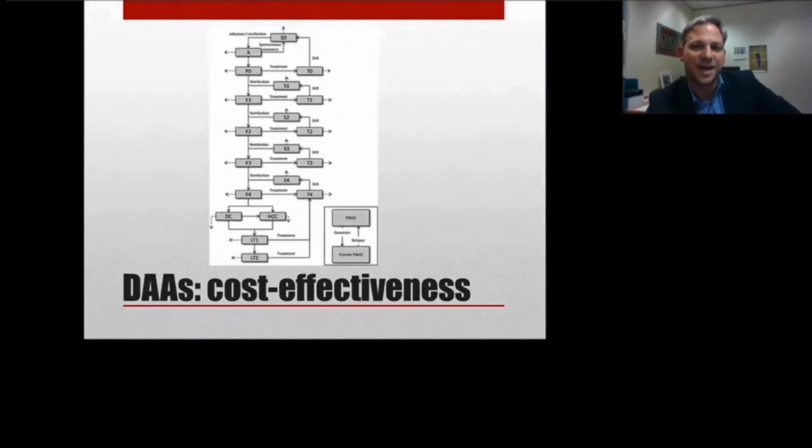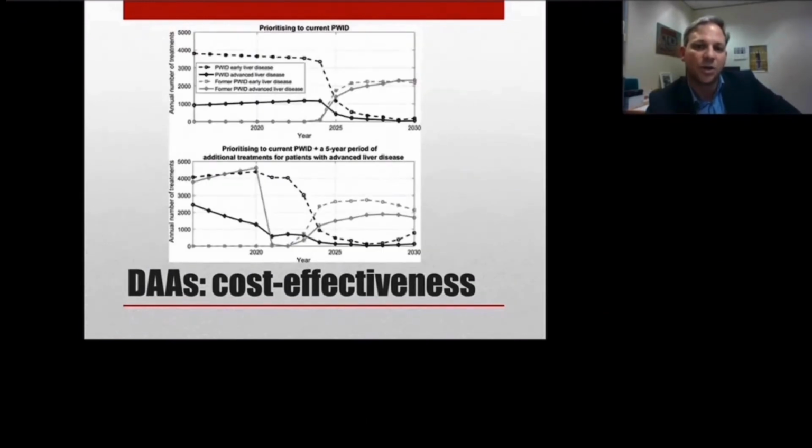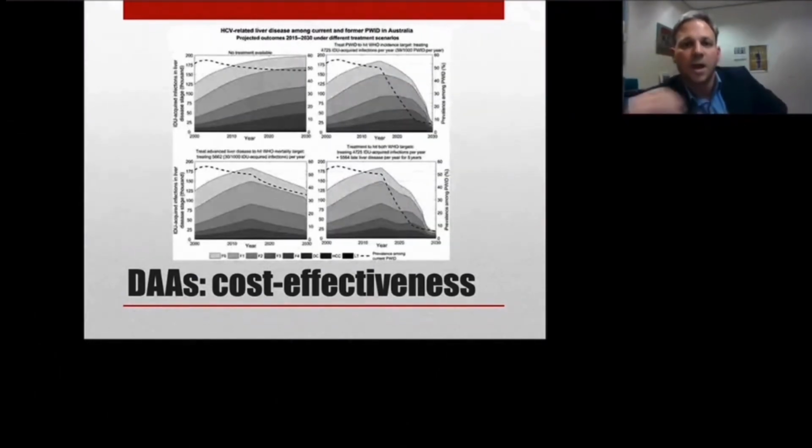Cost effectiveness. This is a model that just shows people at different levels of fibrosis, what happens if you can treat them, and what happens at various rates of reinfection, and what do they cost to the system. These basically show that you can really significantly affect people in early or late stage of liver disease, depending who you target. But let me go to the next slide. This is the last one, I believe.